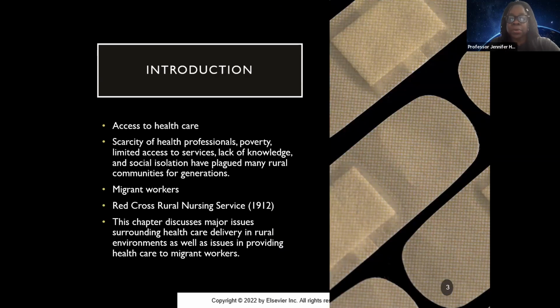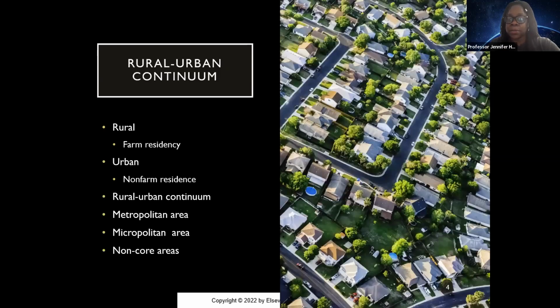When you think of the rural urban continuum, when you think of rural, think of farm residencies. Usually these are communities that have fewer than 20,000 residents or fewer than 99 people living there per square mile. So if you were to square a mile, there are 99 people or fewer living there. Think farm residency. That's a good way to remember.